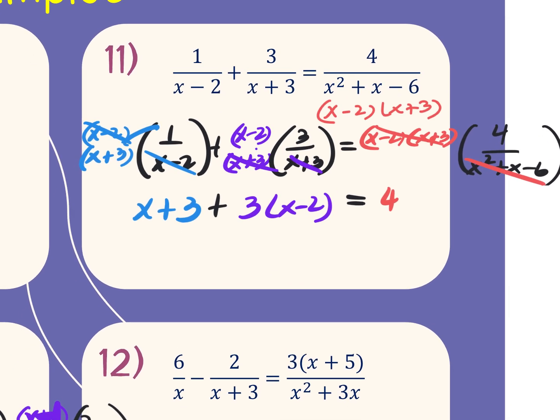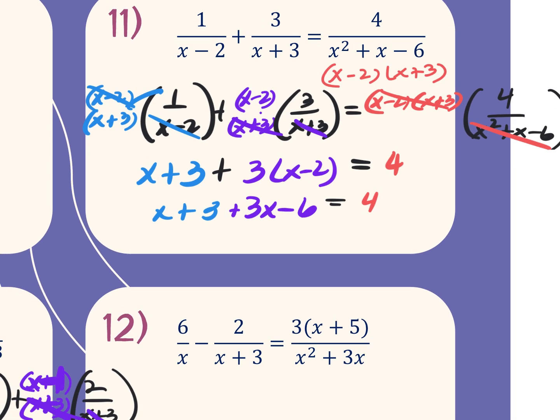I need to distribute the purple. So the purple becomes 3x minus 6. I'm going to rewrite the rest of the problem. I'm going to combine my like terms here. So x plus 3x is 4x. And then I'll combine the 3 minus 6, gives me negative 3. And then it equals the 4.